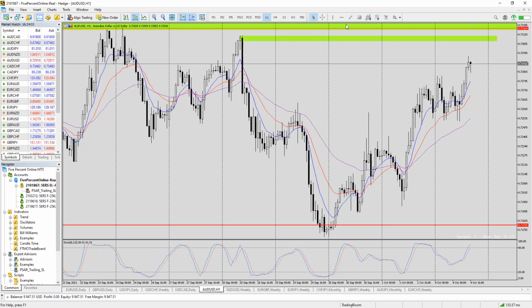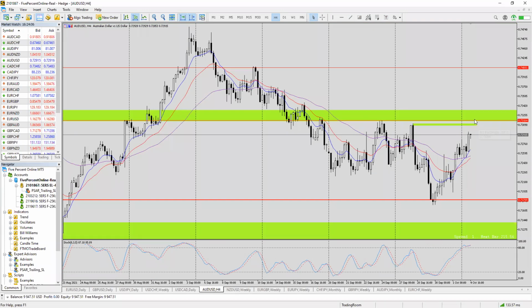So for the short term, Aussie dollar is still long, but with a few supply zones and a very strong supply zone around here, just above around 0.73.